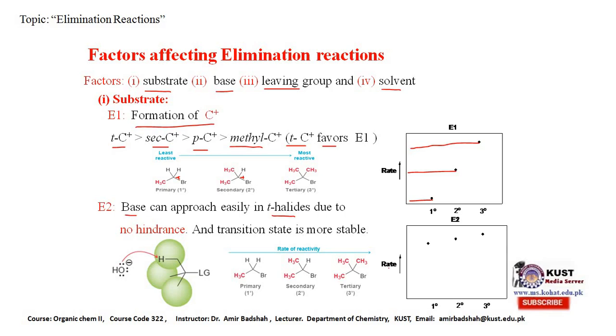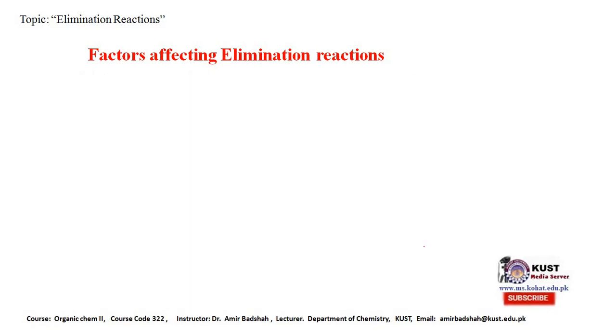If we plot the rate of E2 against the various carbocations, for primary carbocation the rate is high, as well as for the secondary, but for secondary it is a little bit higher, and for the tertiary it is much higher than the secondary.